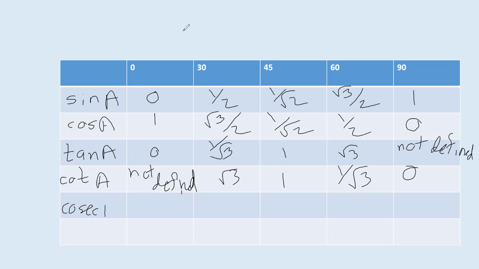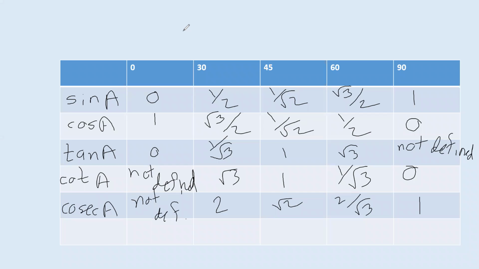Okay, so I'm moving to the next ratio, that is cosec A. We already said 1 upon sine is cosec; S converts into C and C converts into S. So cosec A is nothing but 1 upon sine A, that is 1 upon 0, so it will again become not defined. The next one is 1 upon half, which will become 2. Next is 1 upon 1 by root 2, so it will become root 2. The next is 1 upon root 3 by 2, which will become 2 by root 3. And the last one will be as it is.